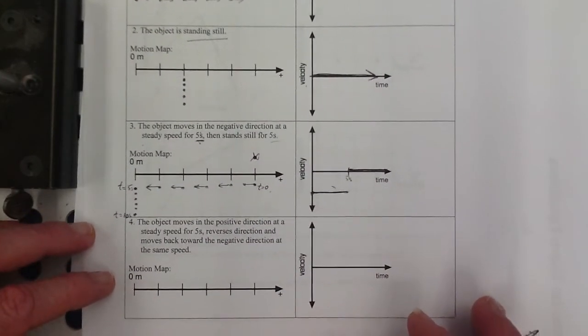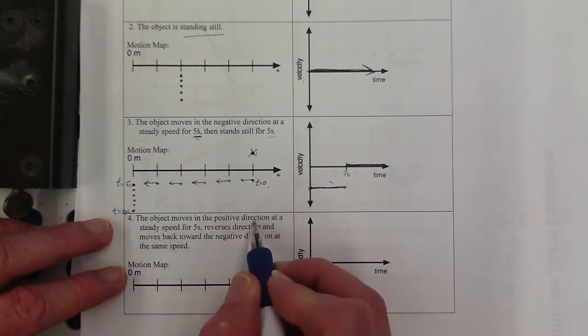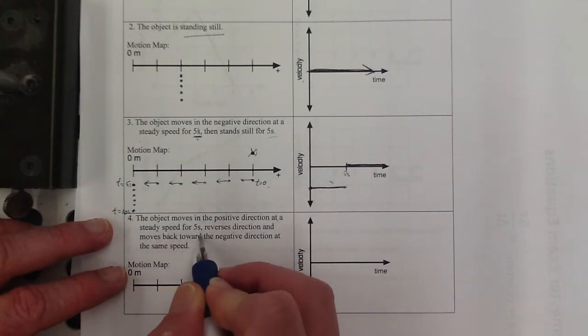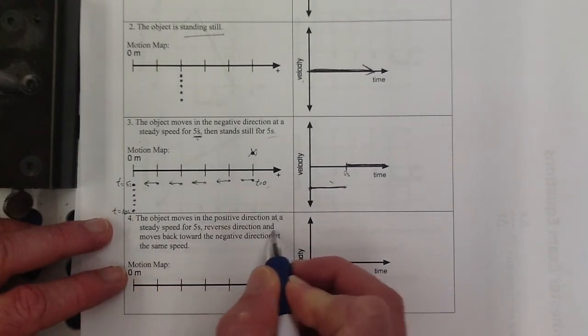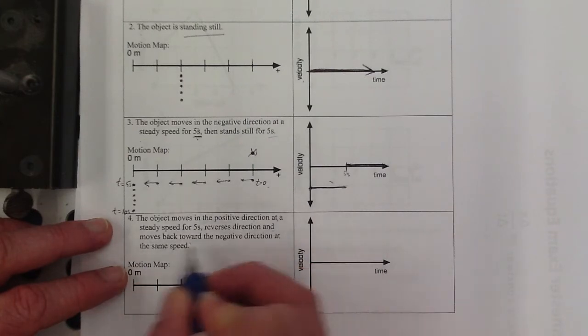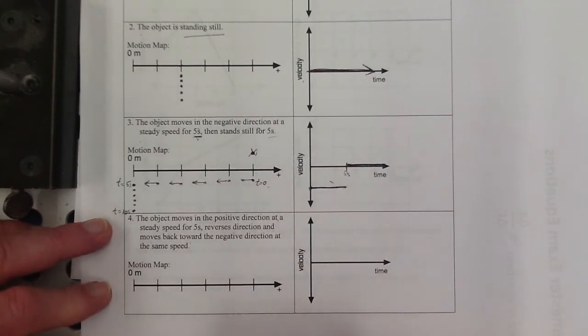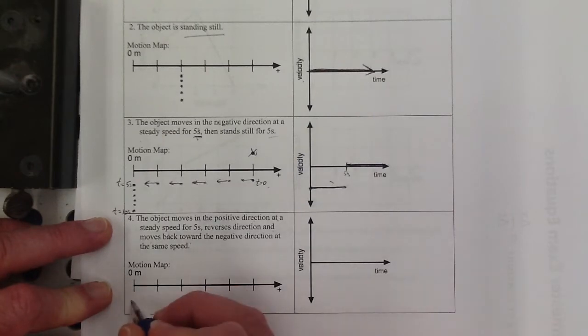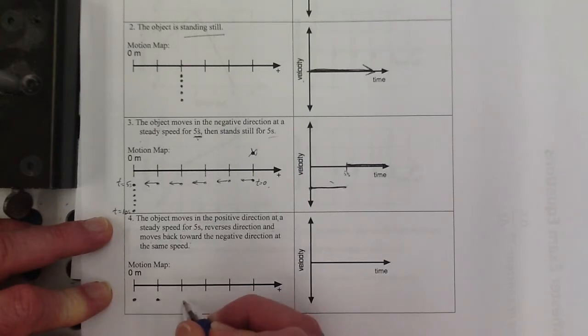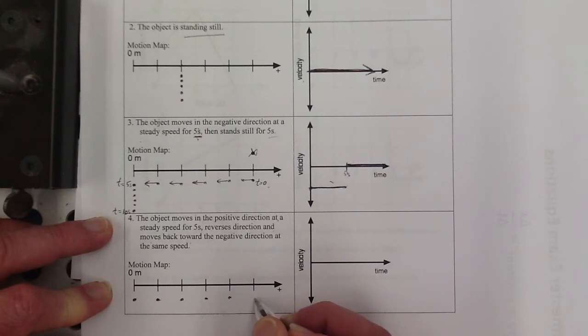All right, number 4. An object moves in the positive direction at a steady speed for 5 seconds, and then it reverses direction and moves backward toward the negative direction at the same speed. Okay? So we could start it at 0. You don't have to. But 1, 2. So this is 0, 0. 1, 2, 3, 4, 5. And then it reverses direction.